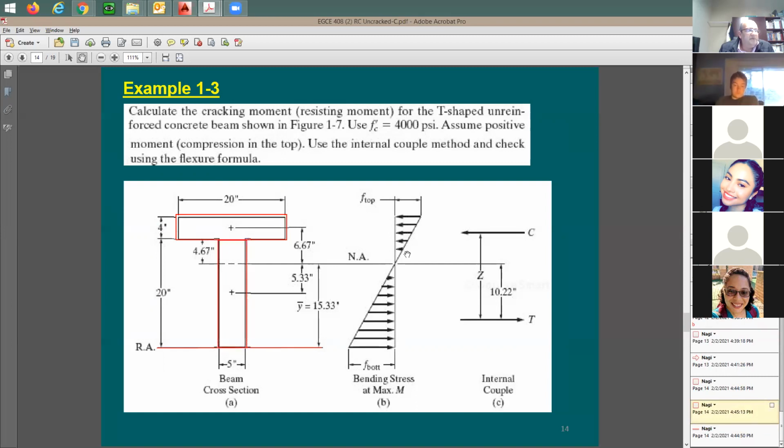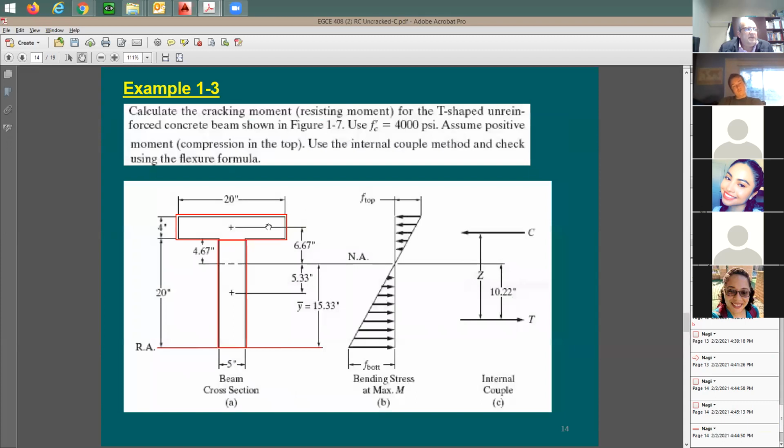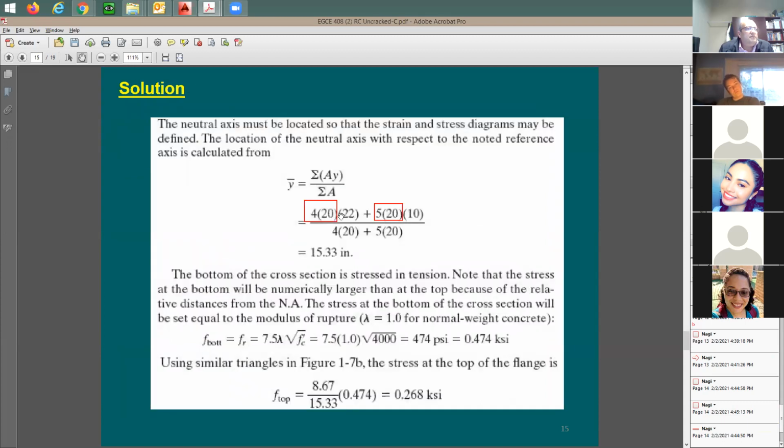Okay, so I have here two sections. The first section, the top one, has an area of 20 times 4, and the bottom one, which is the stem, is going to be 20 times 5. So this is going to be 80, this is going to be 100. I have here 4 times 20. What is 4 times 20? For the flange, 80, and this one is 100. So this is going to be A1 and this is A2.